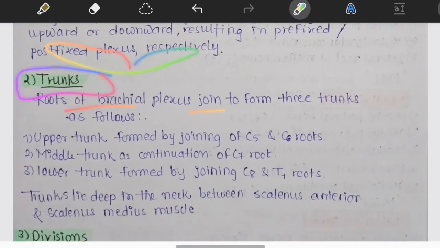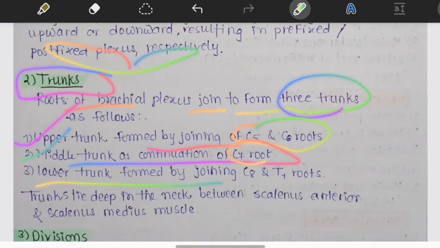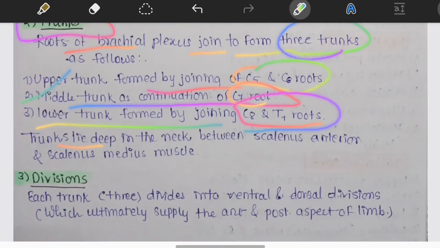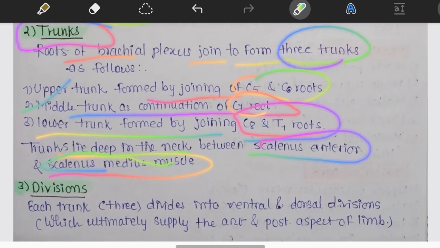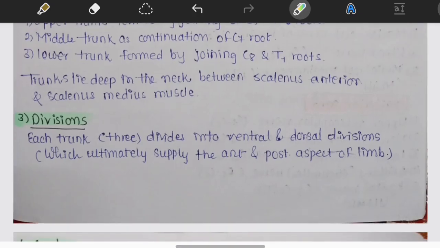The roots of the brachial plexus join to form 3 trunks. The upper trunk is formed by joining the C5 and C6 roots, the middle trunk is a continuation of the C7 root, and the lower trunk is formed by joining the C8 and T1 roots. Trunks lie deep in the neck between scalenus anterior and scalenus medius muscles. We will again discuss this through a diagram.